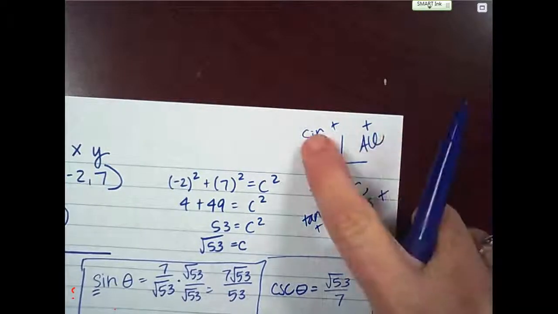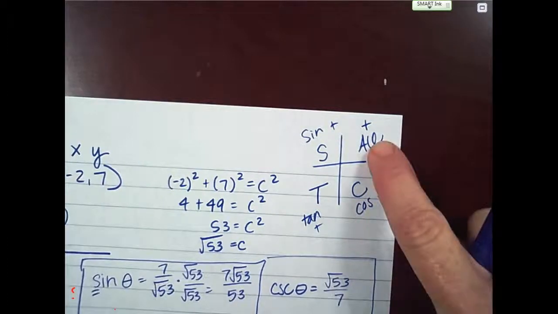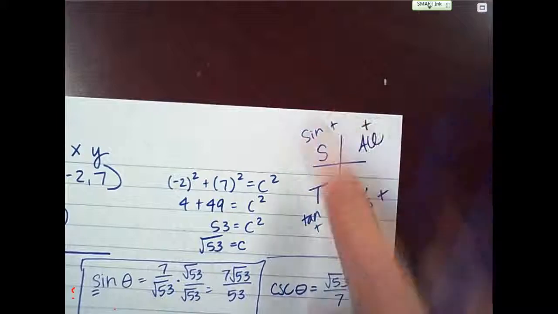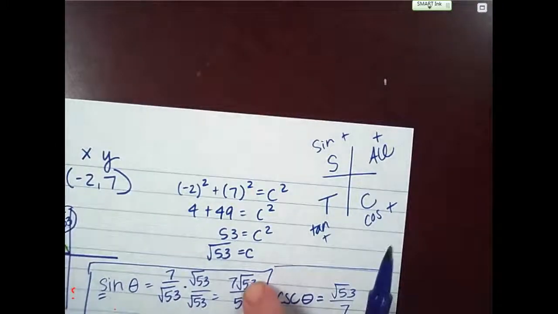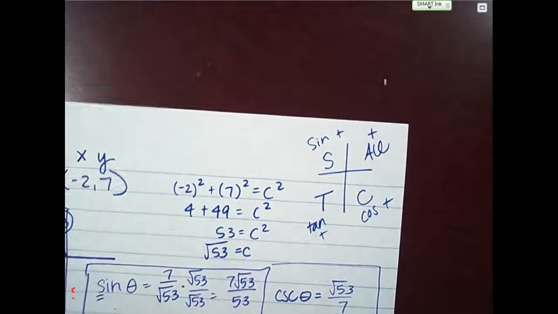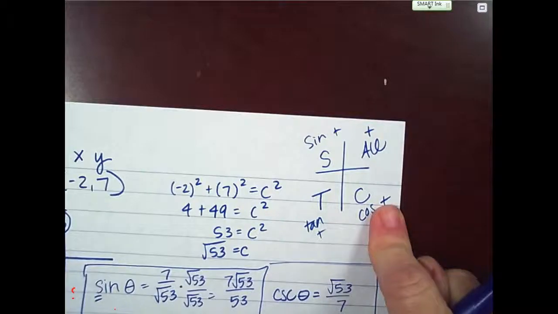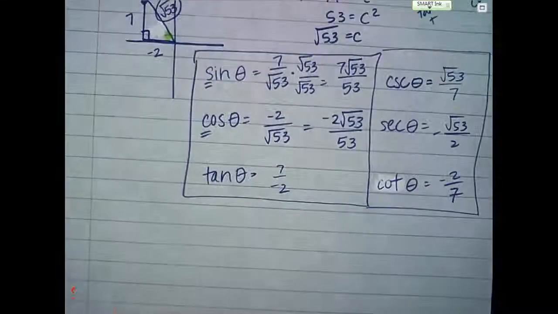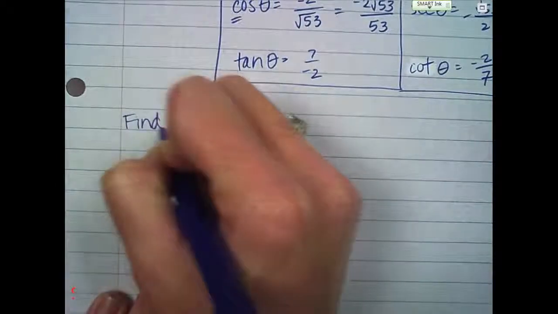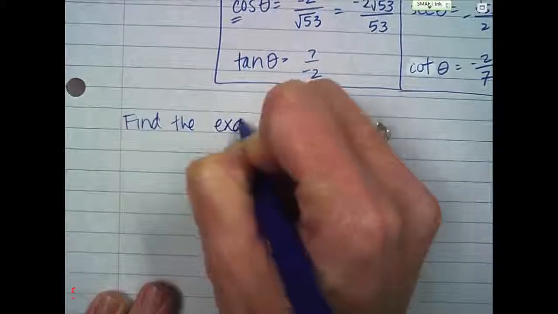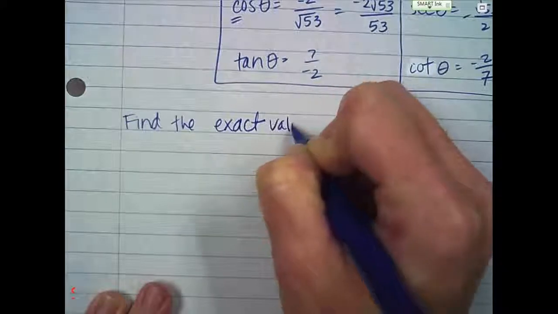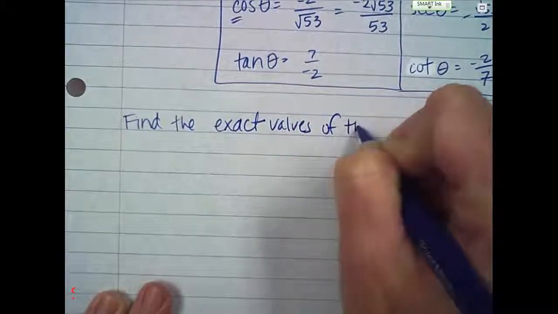Let me show you again. The little thing is all students take calculus. So everything's positive in quadrant 1. But I wasn't. I was in quadrant 2. So only sine is positive. Look at my answers. Sine is positive and the others are negative. All students take calculus. Sine is positive, tangent is positive, cosine is positive. It's a good way to check your work. All right, get your unit circles out. Find the exact values of the 6 trig functions.